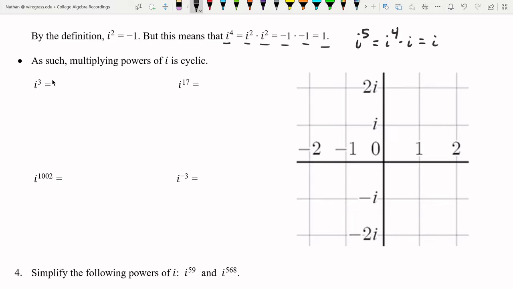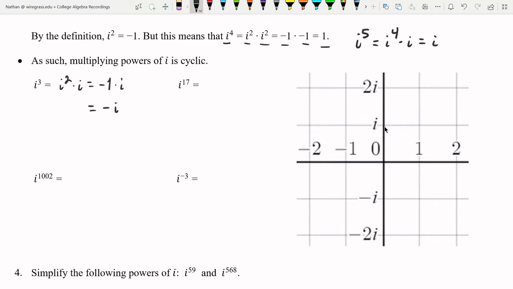So i cubed is i squared times i. I squared is -1. i is just i. And that gives us -i. So i cubed is the same thing as -i.